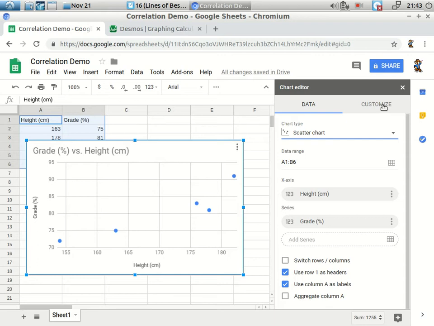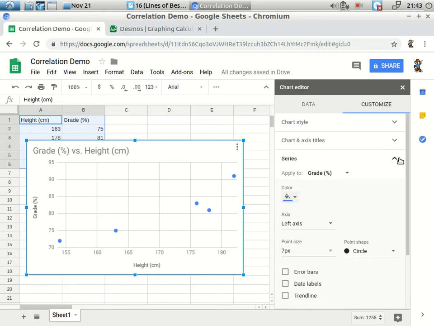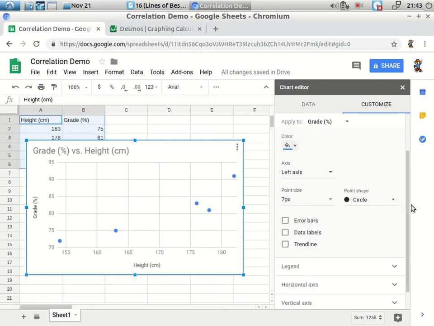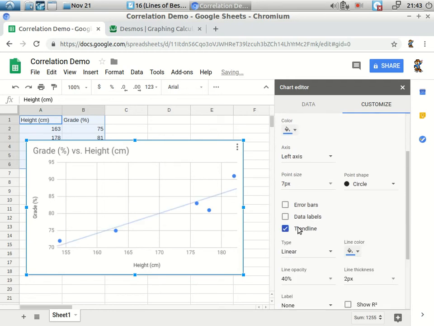I'm going to go over to Customize, and down here where it says Series, we're going to open that up. There's a checkbox for trend line, so I'm going to check trend line. You can see by default it gives me a line of best fit. So let's try to line that up.